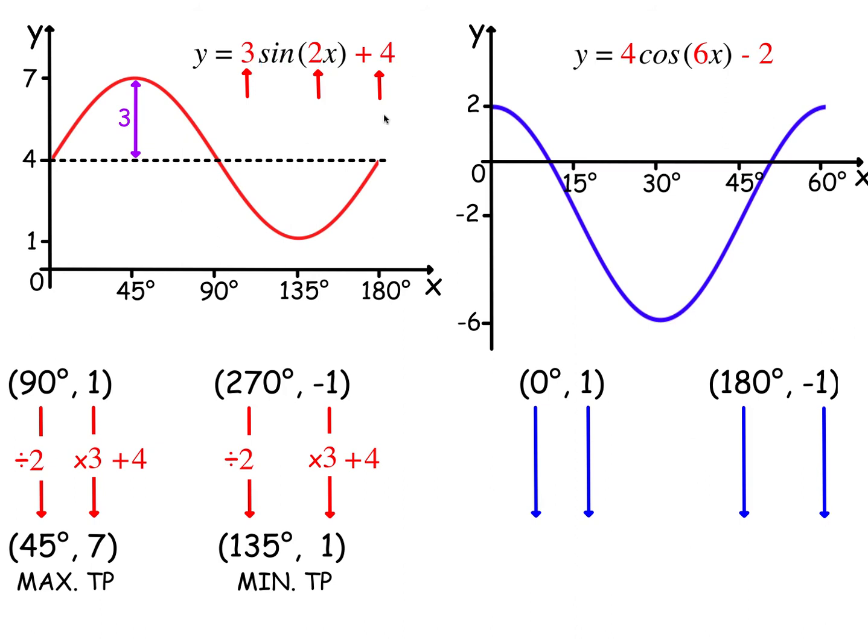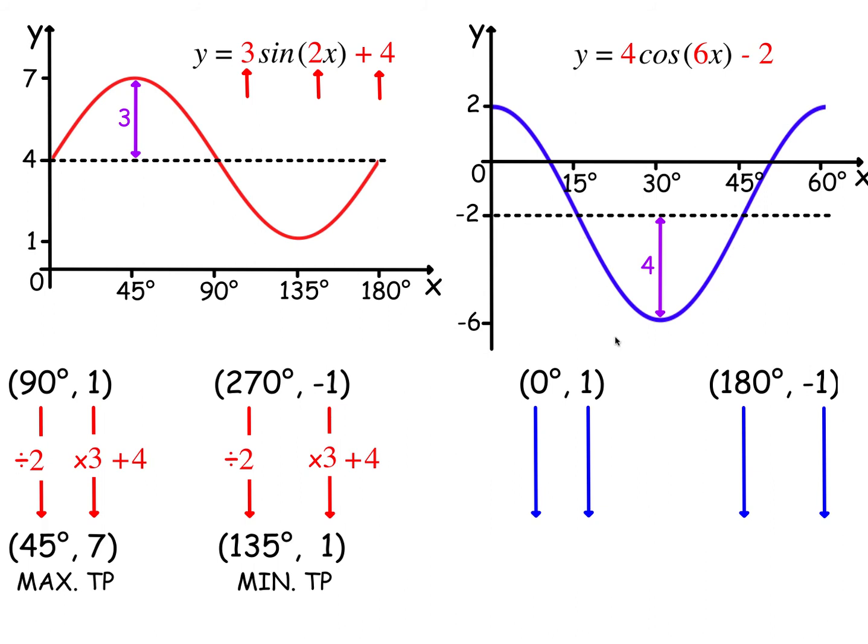So now we don't need the graphicacy anymore. Here I'll do it for the cosine. So this is what the graph looks like. It's been shifted 2 down for this minus 2. It's been stretched by 4, which is why it goes 4 above negative 2 and 4 below negative 2. The 6x simply changed the period. That's why it's 60 degrees.